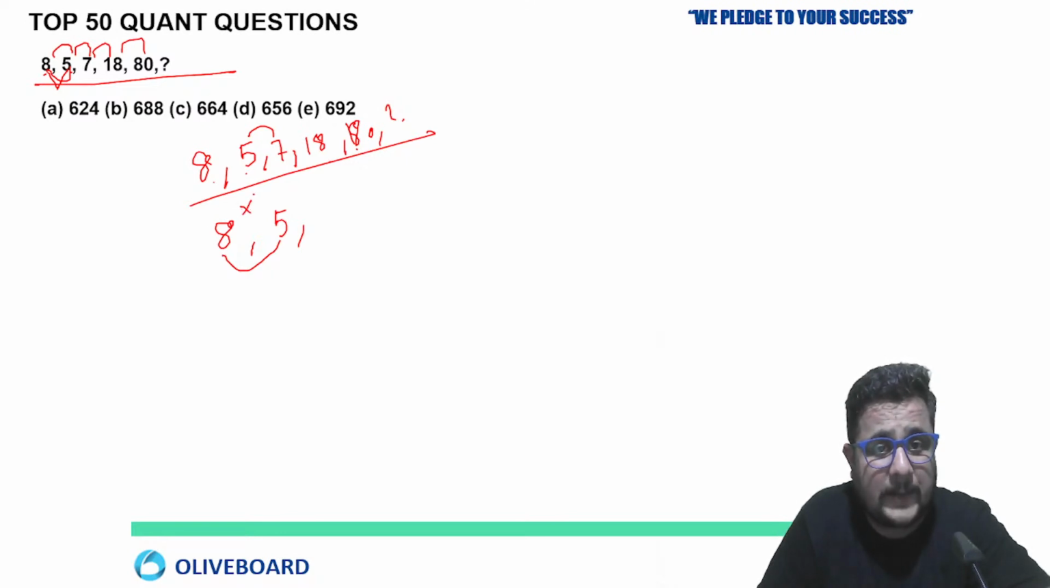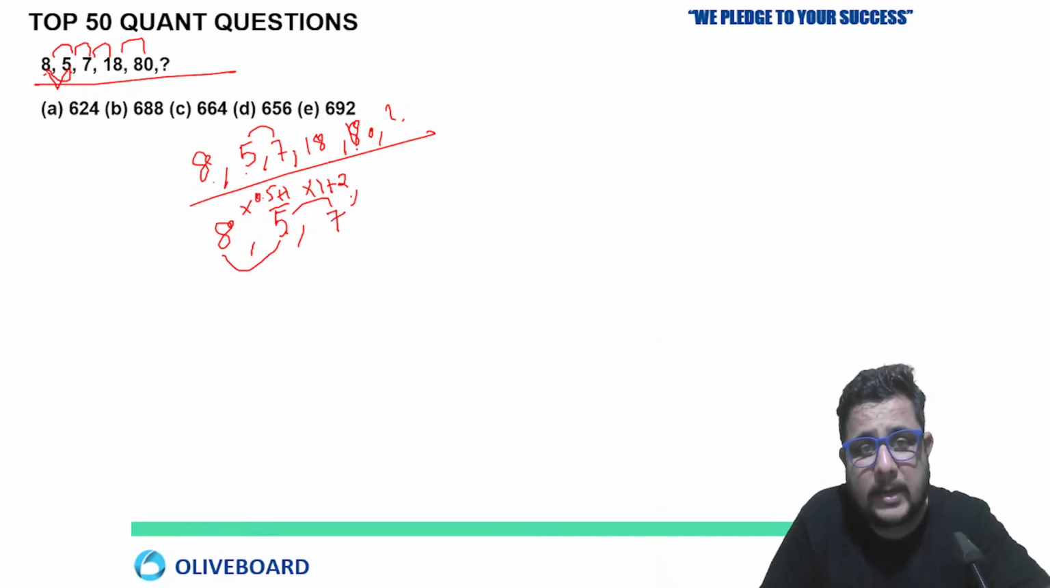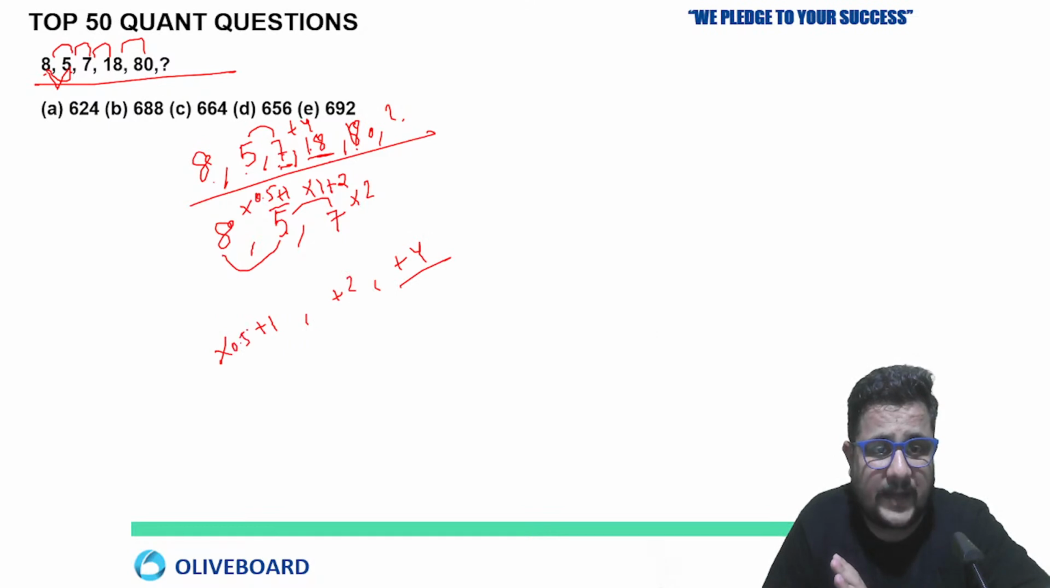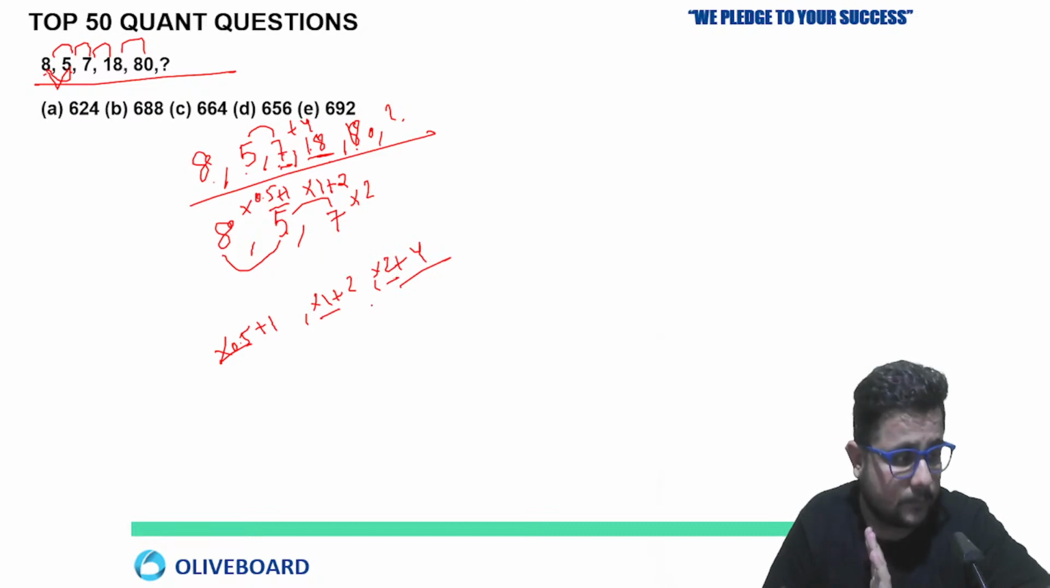So 8 multiply half, or 0.5, plus 1, gives 5. Now 5 multiply 1 plus 2. After that, 7 multiply 2, 7 twos are 14. How many times can I divide this by 7? 2 times, plus 4. So first plus 1, then plus 2, then plus 4. After the multiplication of what? 0.5, then multiply 1, then multiply 2, means the multiplication value is getting double here.